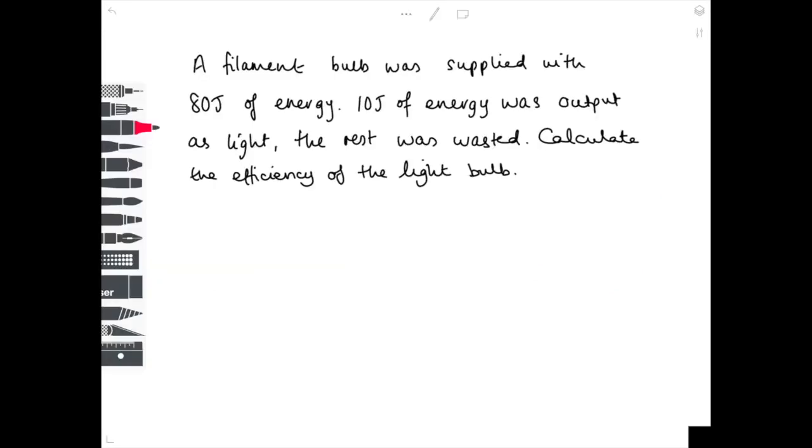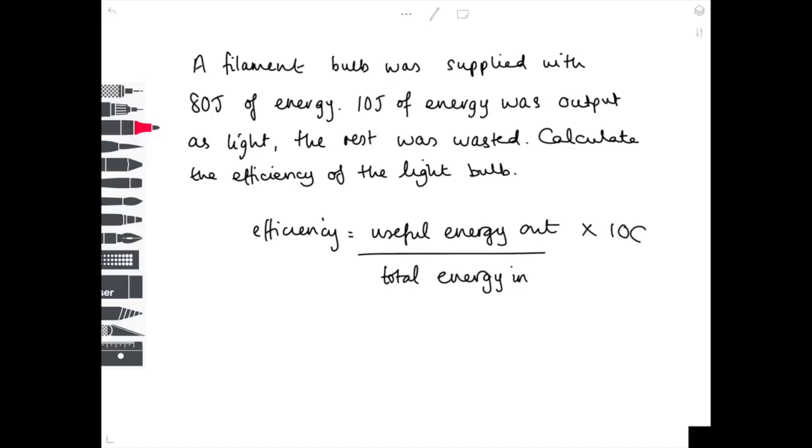We now need to look at efficiency. Using this example, a filament bulb was supplied with 80 joules of energy. 10 joules of energy was output as light, the rest was wasted. Calculate the efficiency of the light bulb. You need this equation: efficiency equals useful energy out divided by total energy in. I like to make it a percentage, so times by 100, but that's not altogether necessary. Useful energy out, we know, was the light, so that's 10. Total energy input was 80, times it by 100. You can pop that into your calculator or just cancel it down like I've just done. So the efficiency is 12.5%.